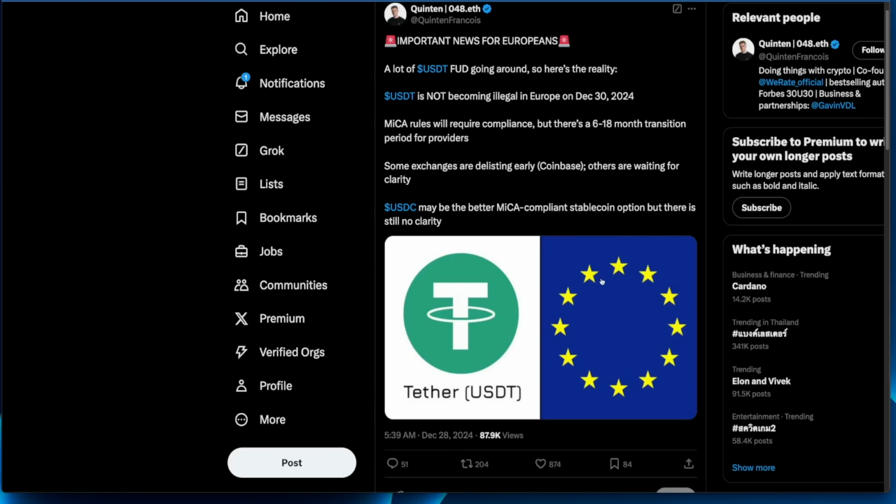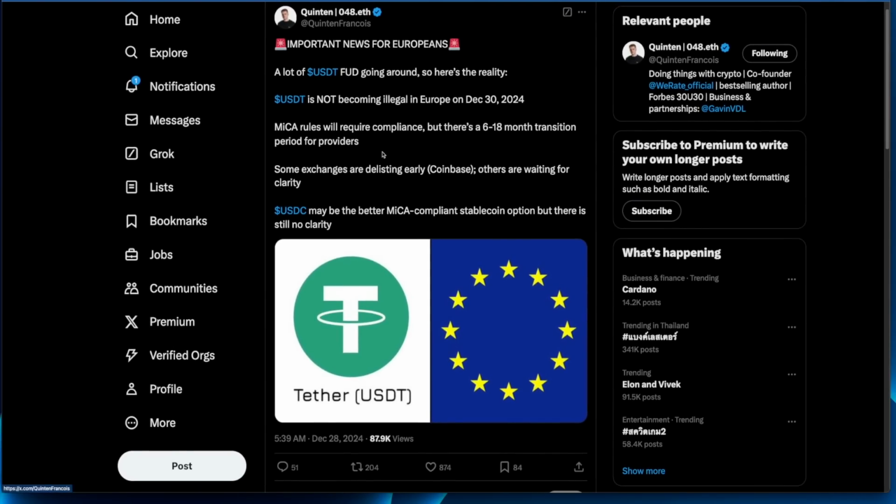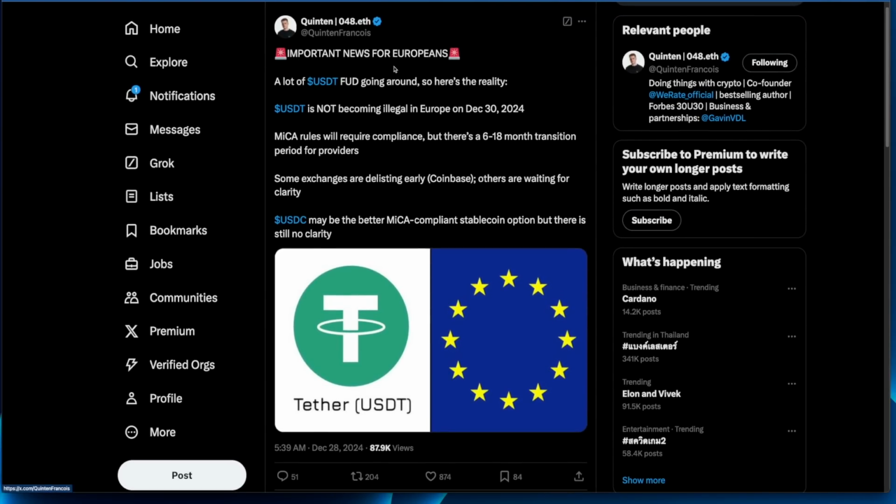Now, ladies and gents, let's point something important out, something that Quantine is trying to let us know about. Important news for Europeans: a lot of USDT FUD is going around. So here is the reality. USDT is not becoming illegal in Europe on December 30th, 2024.